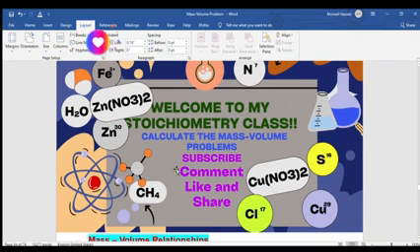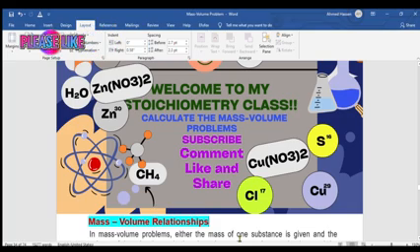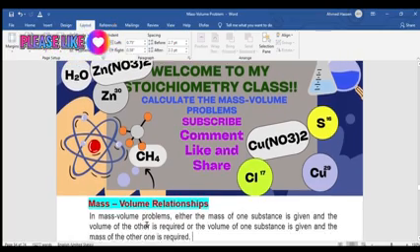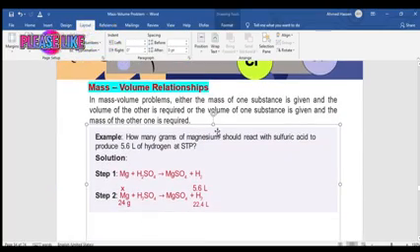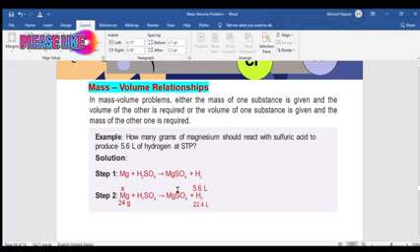Now I'm going to show how to calculate mass-volume problems under these categories of stoichiometric calculation problems. The mass of one substance will be given and the volume of another substance will be calculated, or the volume of one substance is given and the mass of another substance will be calculated.